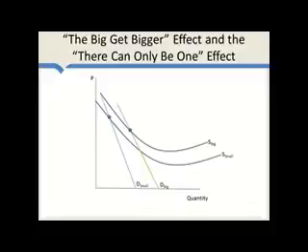Also, we're going to suppose that the average cost curve or the supply curve in the big market does not fall as far as in the small market. In other words, at any particular quantity, the costs of producing that quantity of good are lower in the small market than they are in the big market.